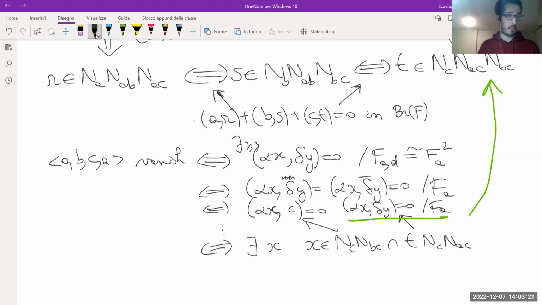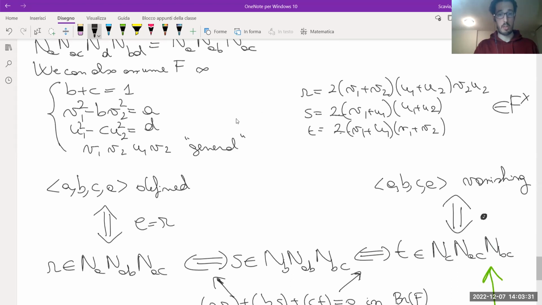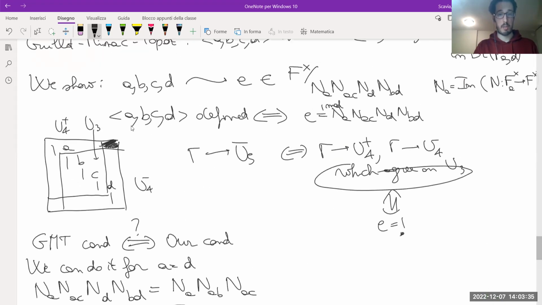Then for Positselsky's question, some of the same material is used to answer Positselsky's question. In particular, the first part, our condition that ABCD is defined if and only if this E, we use this to construct the counterexample.